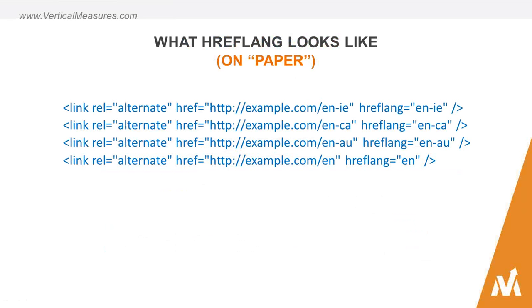Here's what it looks like on paper. So with hreflang, you can see these four example URLs. There are different versions coded here, so English Canada, English Australia. This is the opportunity that hreflang presents.